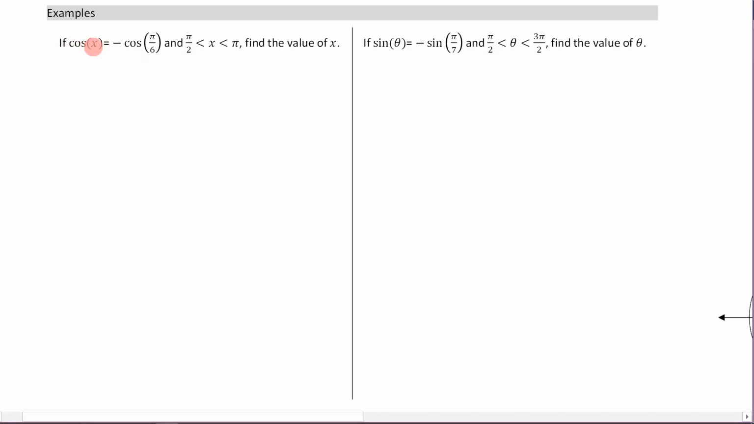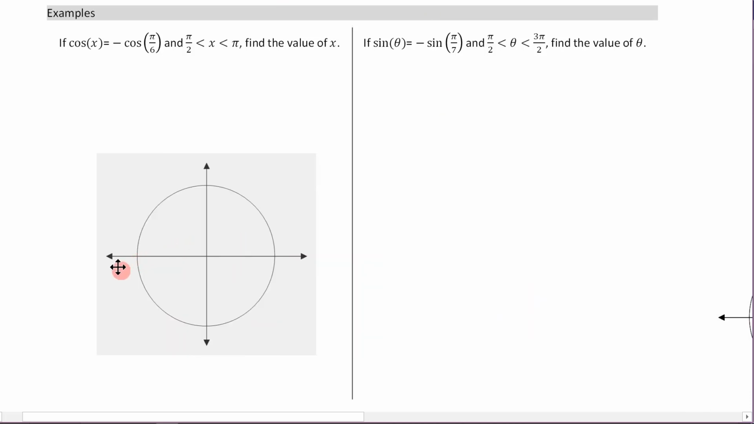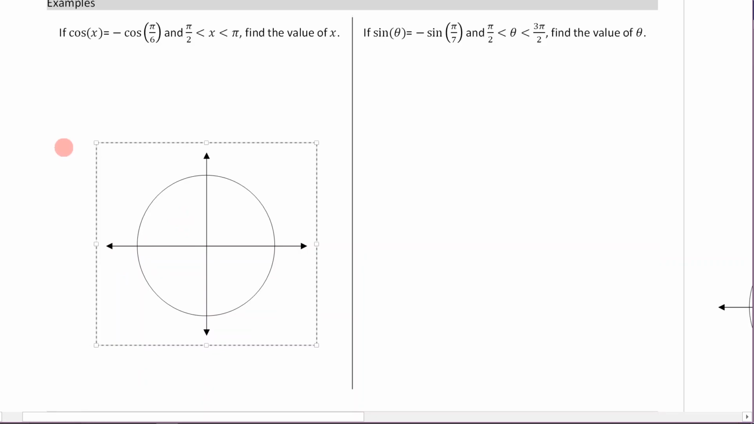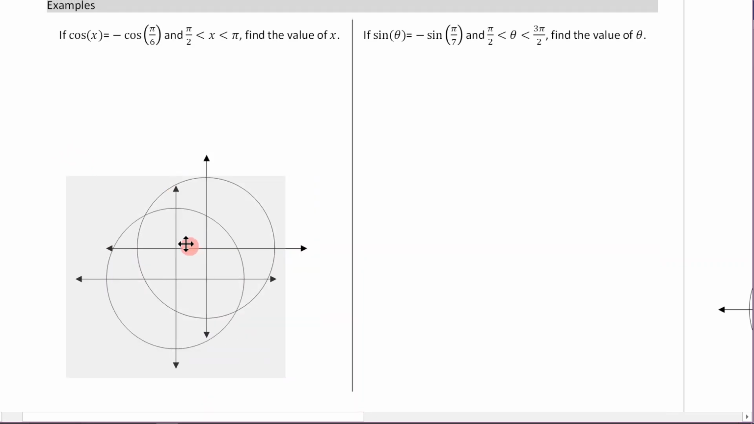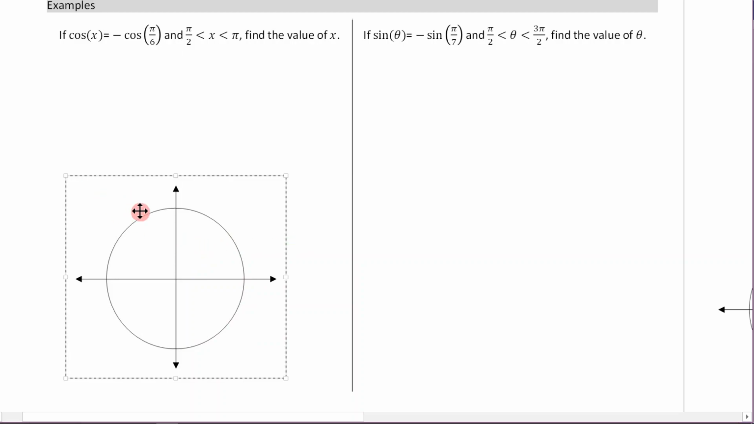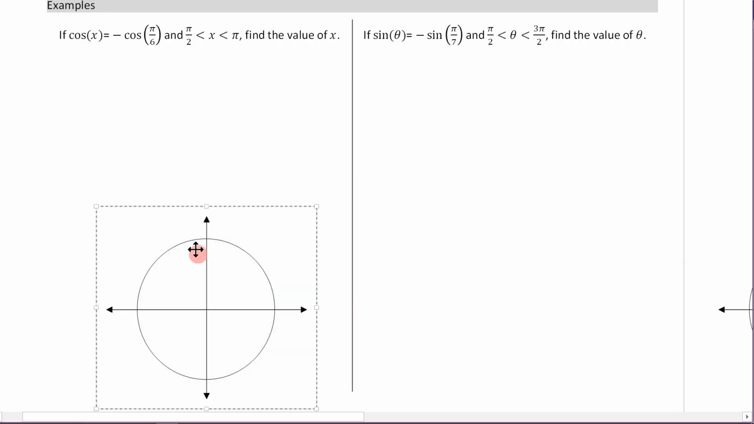Let's give it a read. It says, if cos of x is equal to negative cos of pi on 6, and we're given this domain right here, find the value of x. Okay, so as I said before, I'm going to use a unit circle to help me here. So you might just want to draw yourself a little sketch of a unit circle, and you'll find that this may be helpful to you. So just give yourself a little sketch and we'll see how we go.